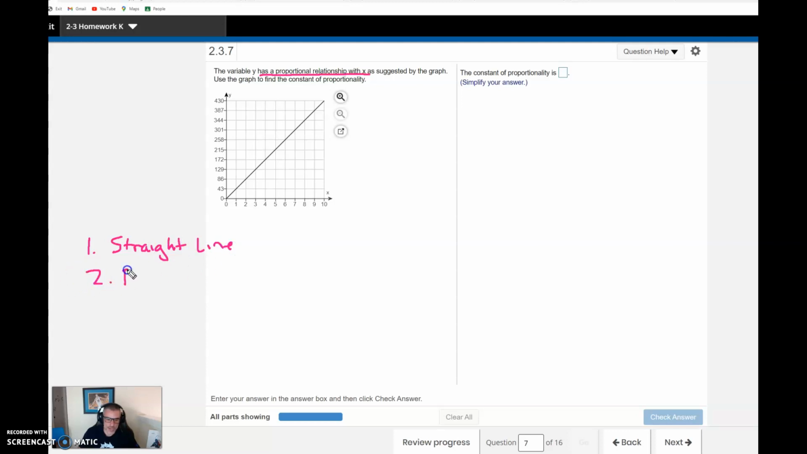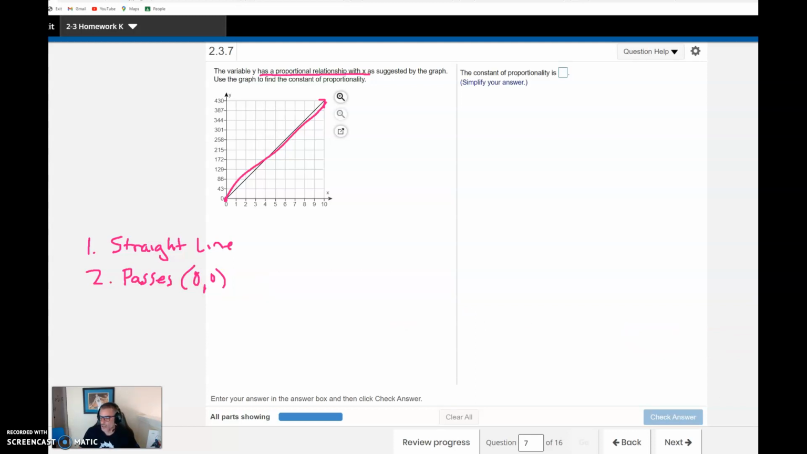And 2, it passes through the origin. Right? Any graph that does this. There's the origin, and it's a perfectly straight line. My line's not straight, but theirs is. Any graph that does these two things is proportional. So how do I find the constant of proportionality?